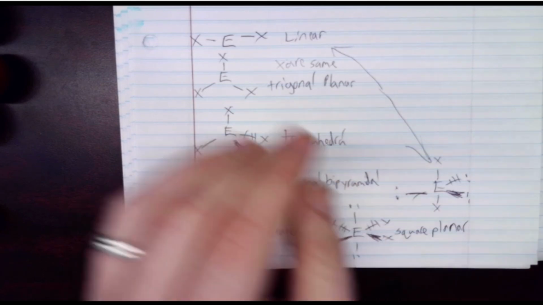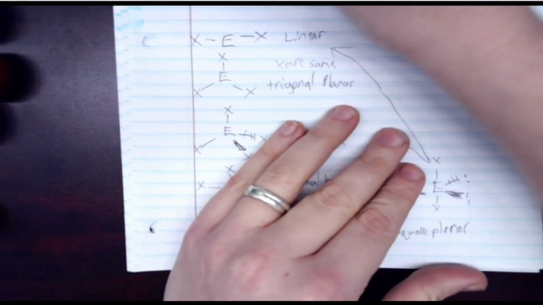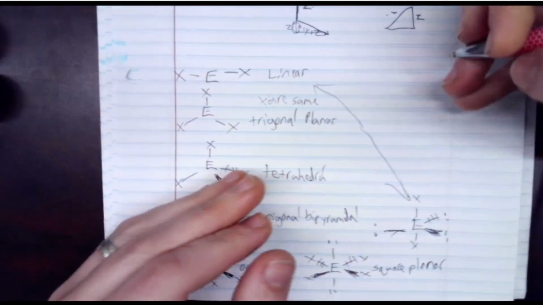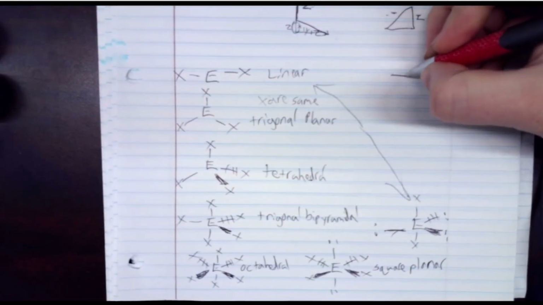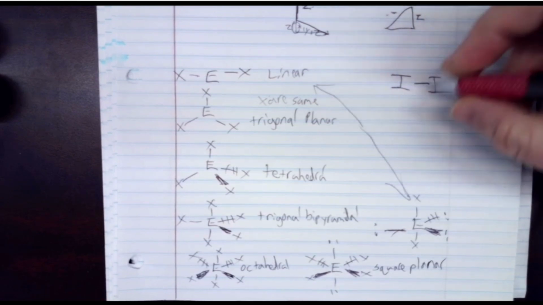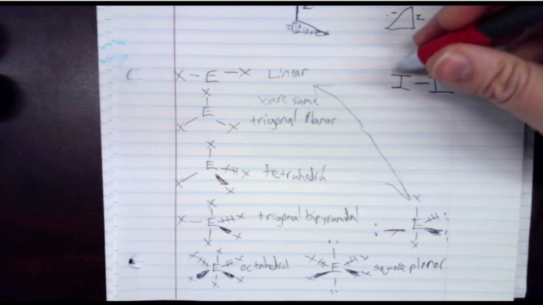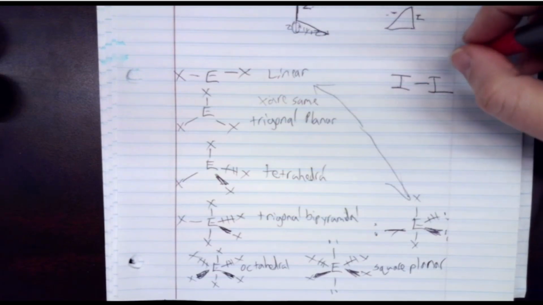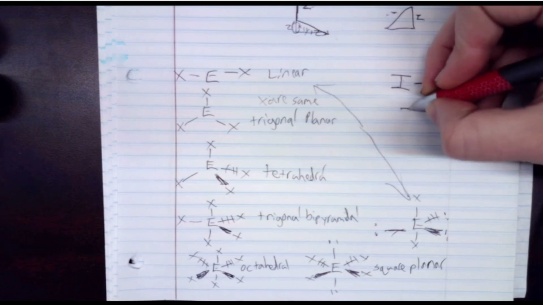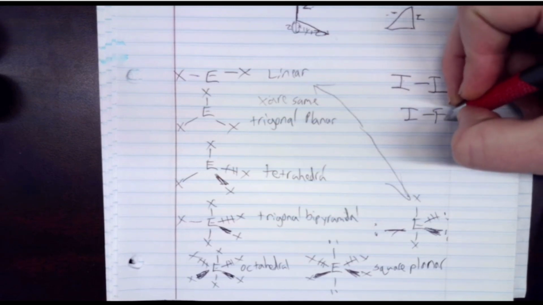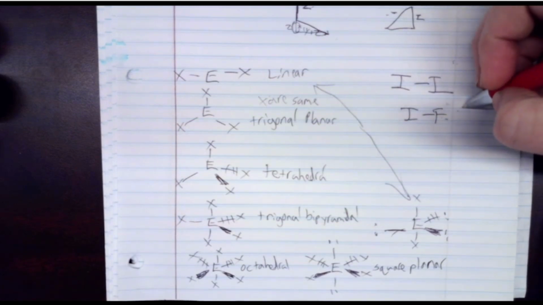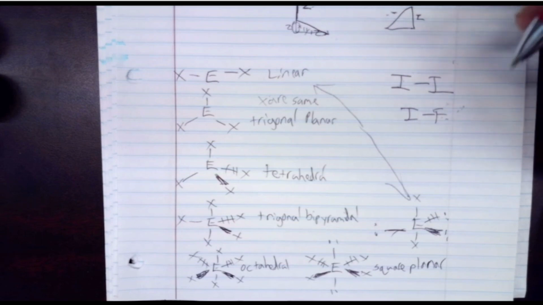Alternatively, if the center atom is the same as an outer atom, or the center atom is the same as all the outer atoms, this cannot be polar. This is not a polar bond, because I cannot beat I. But if I put I and an F together, suddenly they're different. These guys are different atoms. They can be of different strength.